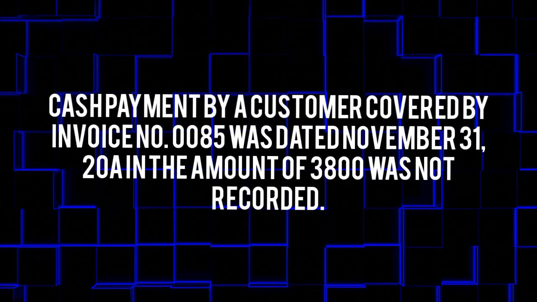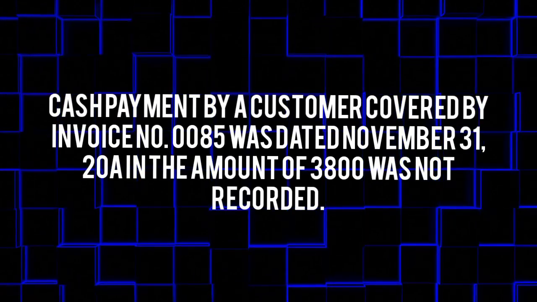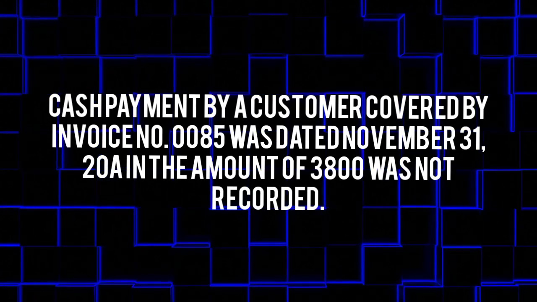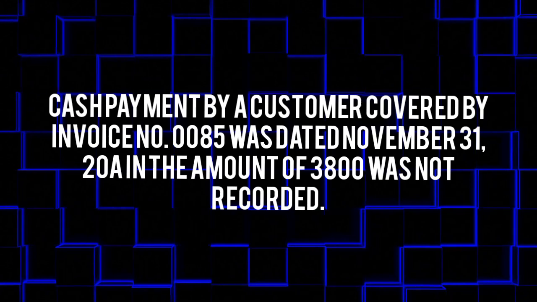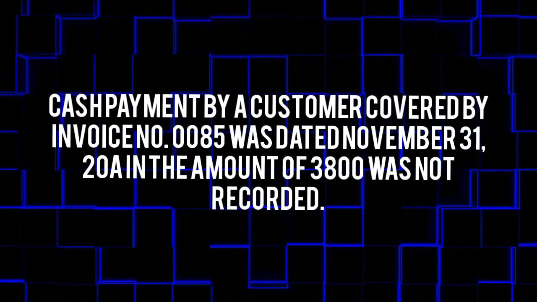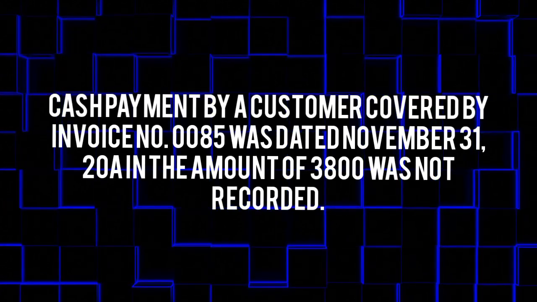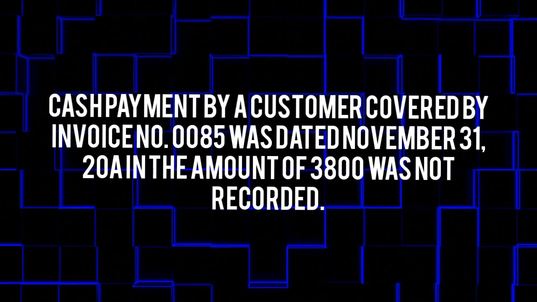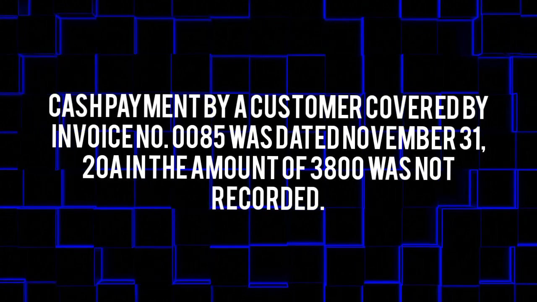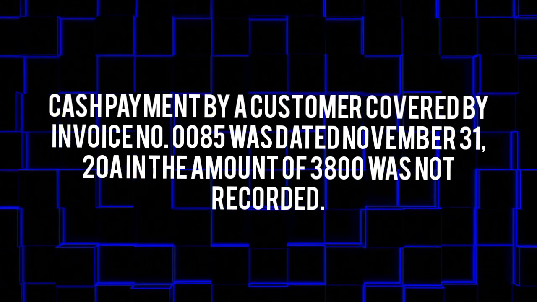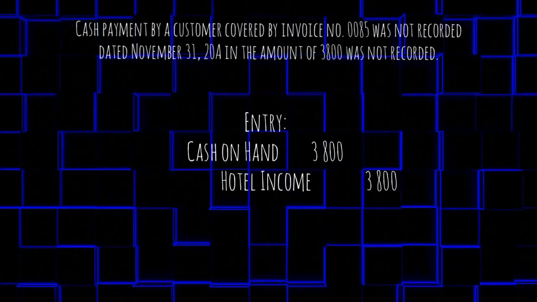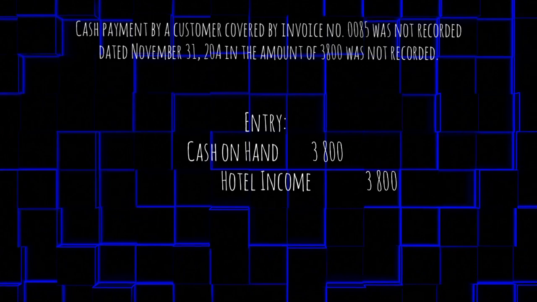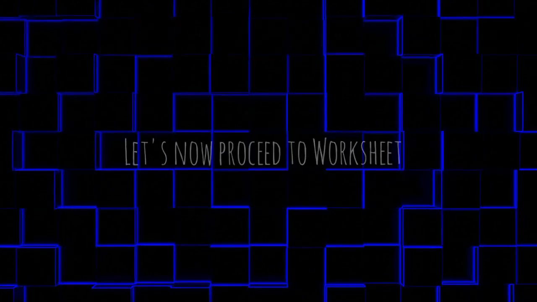The final adjustment is about this one. Cash payment by a customer covered by invoice number 0085 dated November 31, 2018 in the amount of 3,800 pesos was not recorded. The adjusting entry for this problem is so simple. We will only have to recognize cash received and income earned. So the entry is cash on hand 3,800 debit and hotel income 3,800 credit.